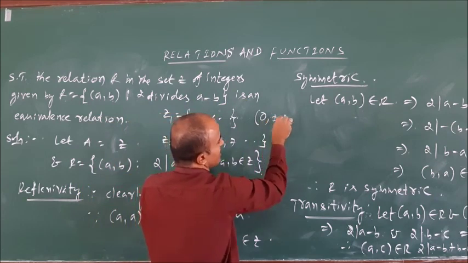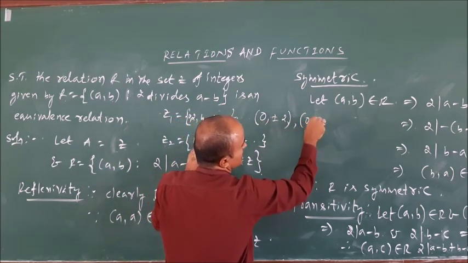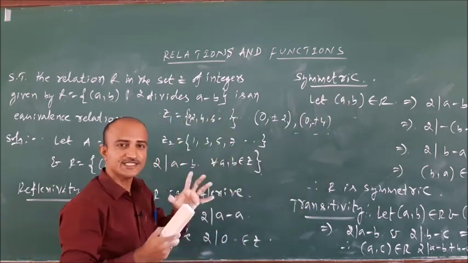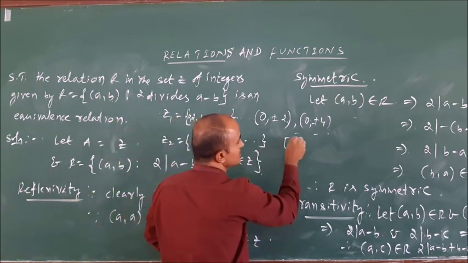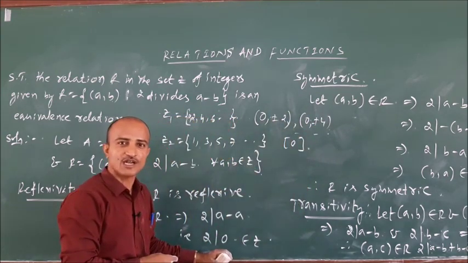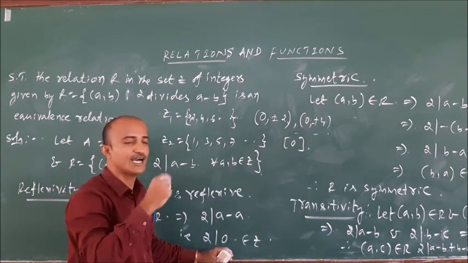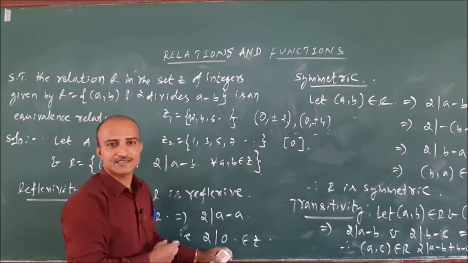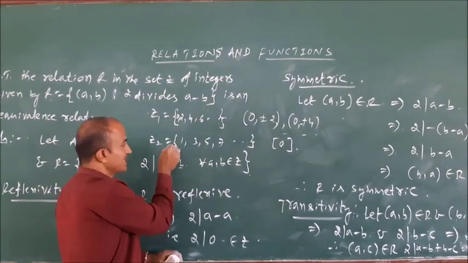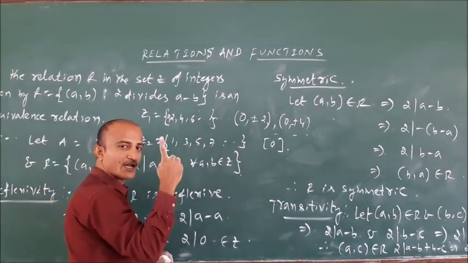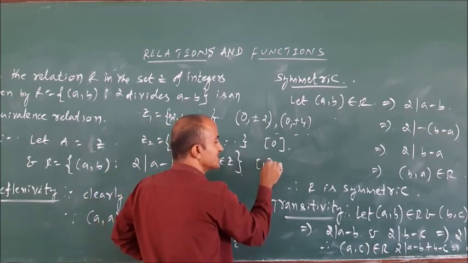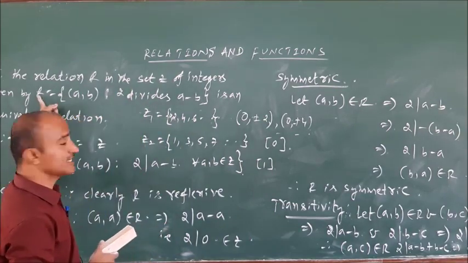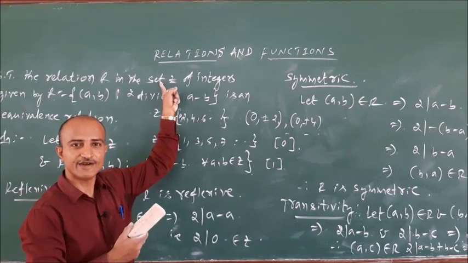Here in this example, the elements of Z1 are related to each other with 0, meaning if you take 0 plus or minus 2, 0 plus or minus 4 and so on, they are related to 0, so they belong to a class called the 0 class. That is called an equivalence class. When the set of all elements are related to each other with some class, then it is called an equivalence class. Here the set of all odd integers are related to 1, then it is called the equivalence class of 1.